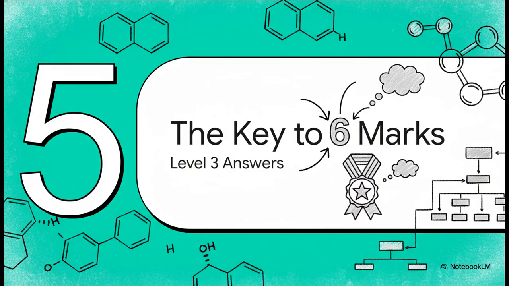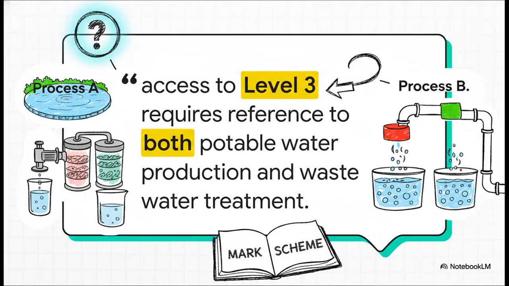Okay, so you've laid out all the steps for both processes. You've explained everything. But what's the difference between a good answer and a great one? How do you guarantee you get into that top band for 5 or 6 marks? Just listing the facts isn't quite going to cut it. And here it is. This is the secret straight from the examiner's playbook.